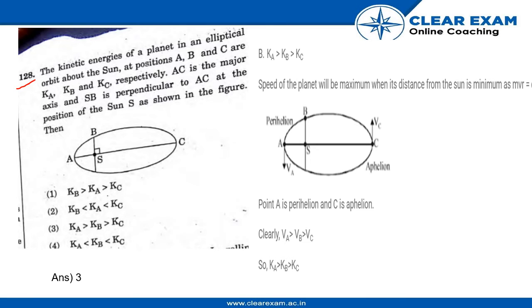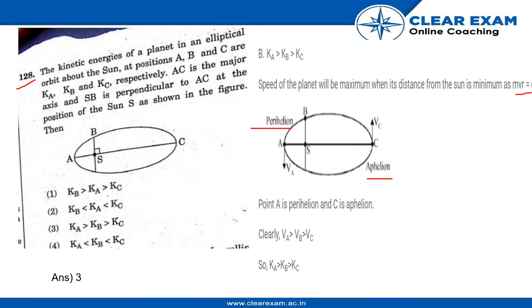So we will find the ratio expression. We know the speed of the planet will be maximum when the distance from the Sun is minimum, since angular momentum mvr is constant. By the drawing we see that this is aphelion and this is perihelion. So point A is perihelion and C is aphelion.